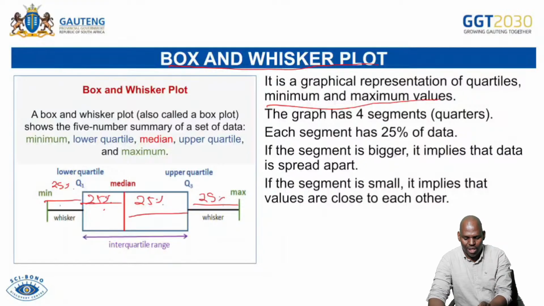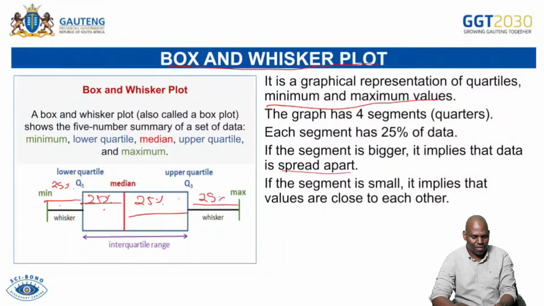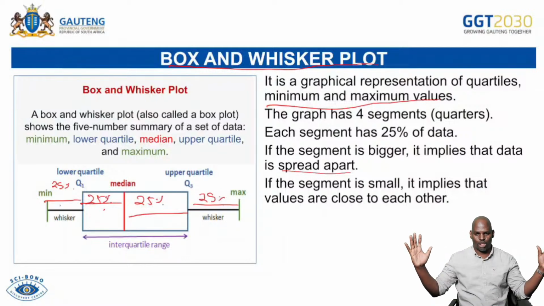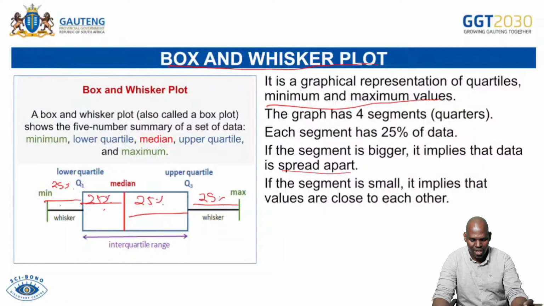If the segment is bigger, it implies that the data is spread apart. So if the segment is bigger, it means there's a spread of data there. If it's small, it implies that the values are close to each other.